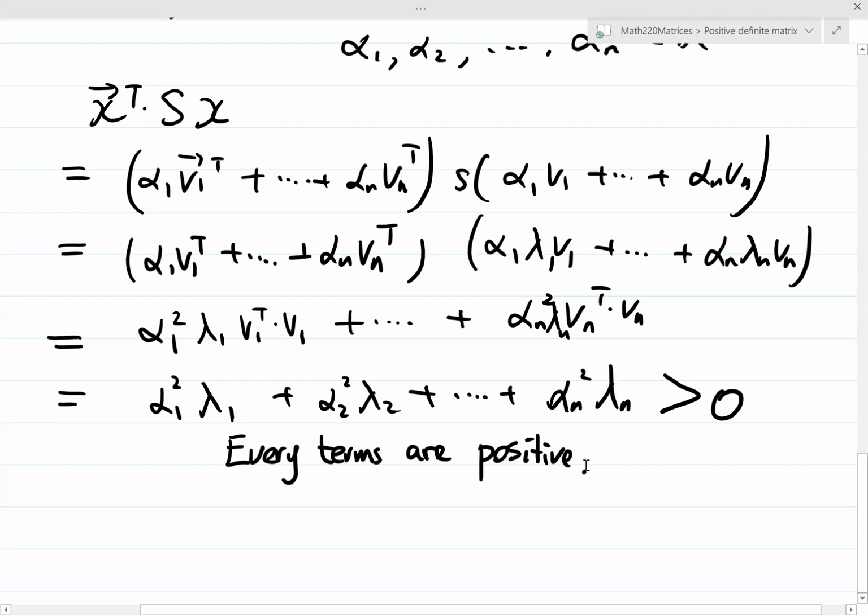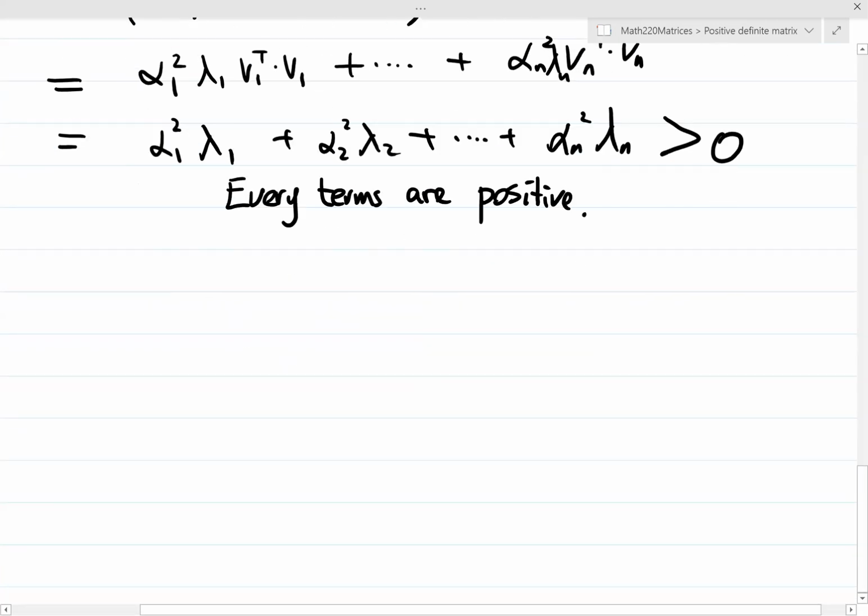Let's see if we have other criteria that are easier, some easier way to determine if a matrix is positive definite or not. Let's see this kind of example. First, if we have a 2 by 2 matrix, how do we determine if it is positive definite or not? Let's consider the case for a 2 by 2 matrix and see what we should do.